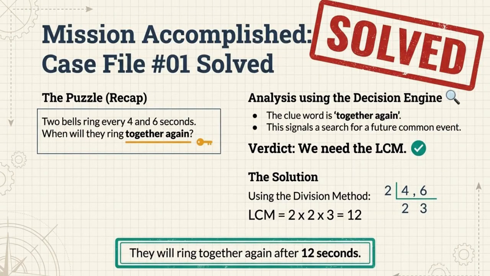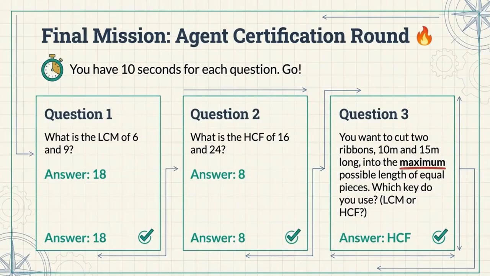Mission completed. Let's go back to our first mission. The bells, when will they ring together again? Consult the decision engine. Together means a future event. That means LCM. We need the LCM of 4 and 6. Using the division method, factor of 2, remainders of 2 and 3. 2 times 2 times 3 is equal to 12. Case closed. They will ring together again after 12 seconds.